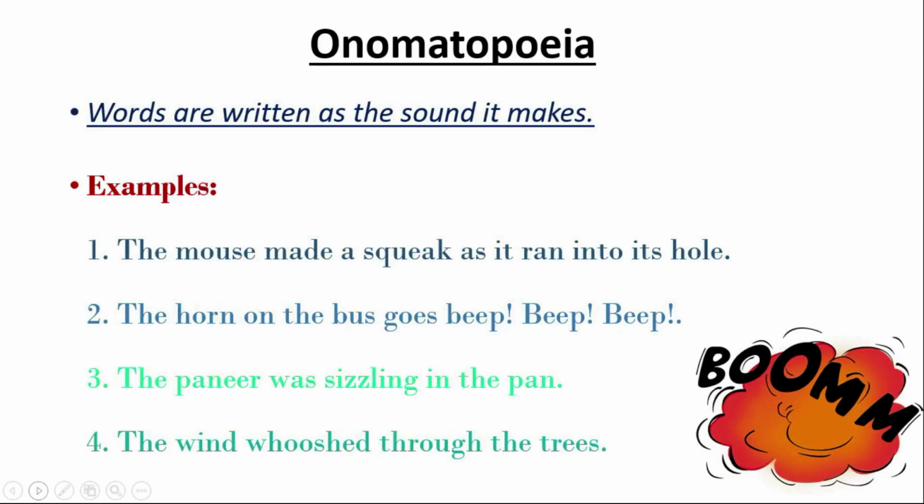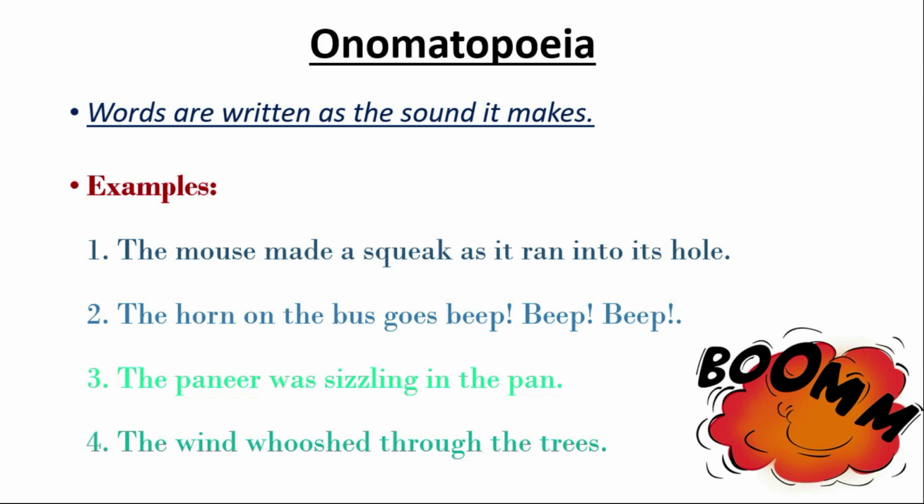Personification was easy. Let's go to the next one, which is onomatopoeia. Now please look at the spelling. Seems very complicated when you listen to it, right? Onomatopoeia, but it is very simple. What is onomatopoeia? When words are written as the sound it makes. So if anything makes a sound, that sound word is given. Like if you know the famous nursery rhyme, the cows on the farm goes moo moo moo. So the cow makes a sound moo. So this is onomatopoeia. The sound what it makes is written in words.